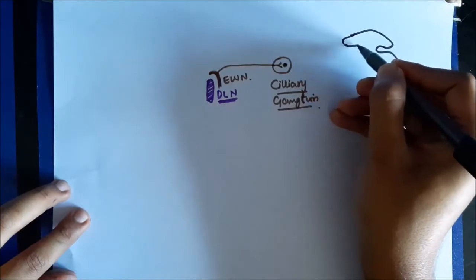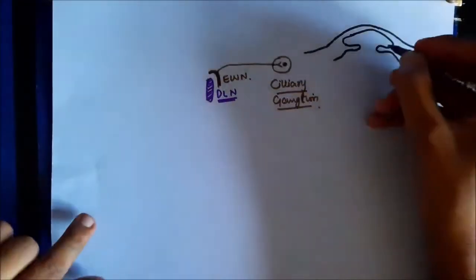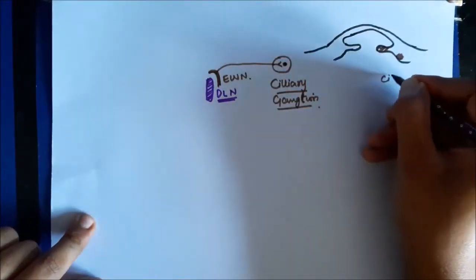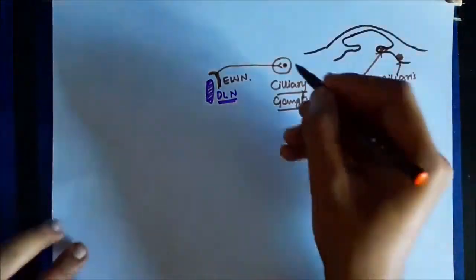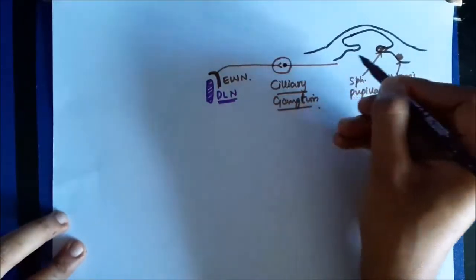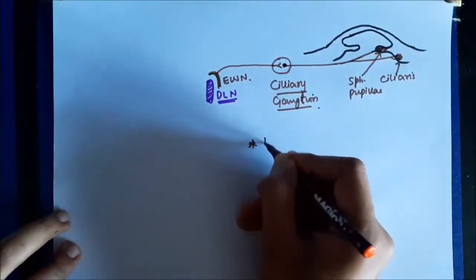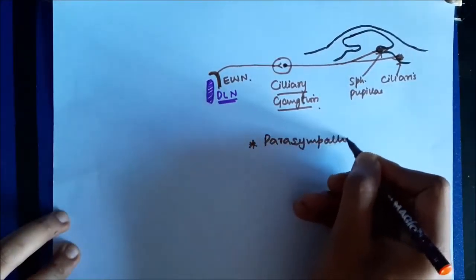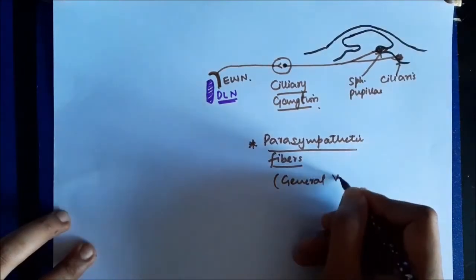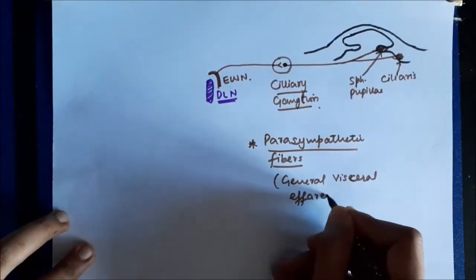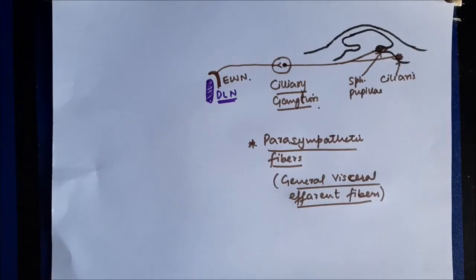The efferents come from the Edinger Westphal nucleus, and the postganglionic fibers go to the eye. If this is the eyeball, in transverse section, this is the cornea. In this there are two muscles: the sphincter pupillae and the ciliaris muscle. The postganglionic fibers from the ciliary ganglion provide parasympathetic supply to these two muscles. These fibers are also called general visceral efferent fibers. The ciliary ganglion will be discussed in detail in a separate video.